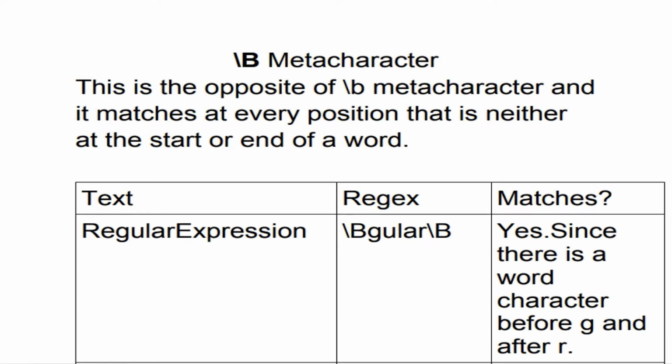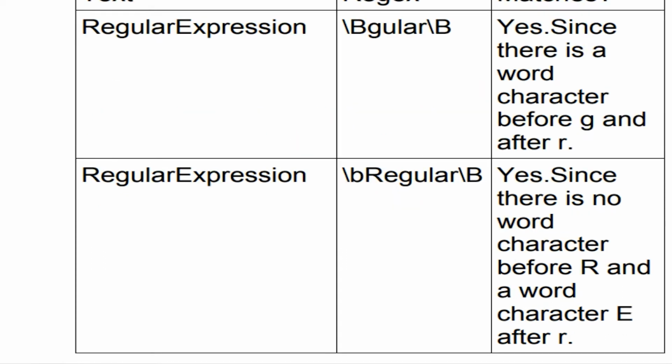Now let's discuss the \B meta character. This is the opposite of the \b meta character and it matches at every position that is neither at the start or end of a word. If you try to match the pattern \B gular \B in the text regularexpression, it will match because there is a word character just before G and after R. The last example is if you try to match the pattern \B regular \B in the text regularexpression, it will match because there is no word character before R and a word character E just after R.